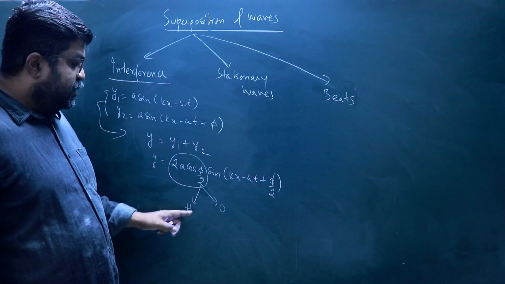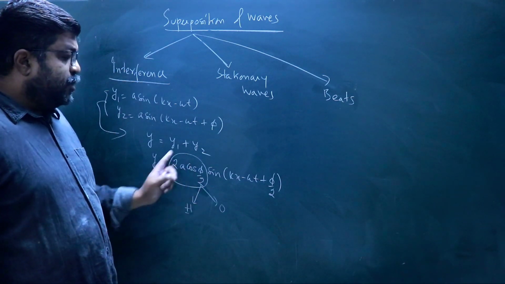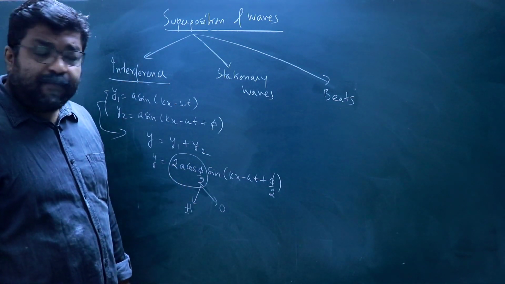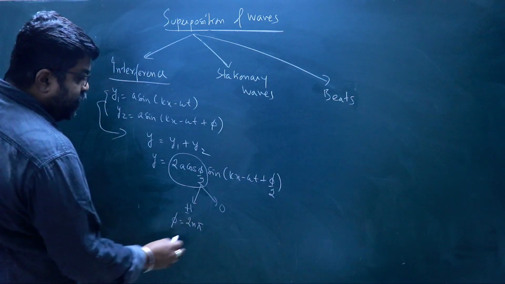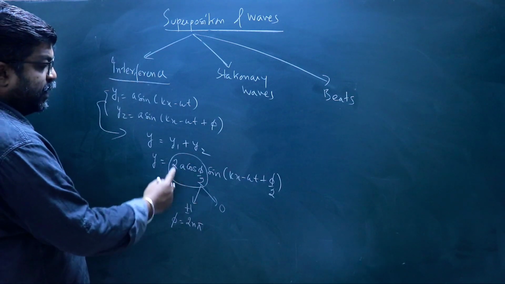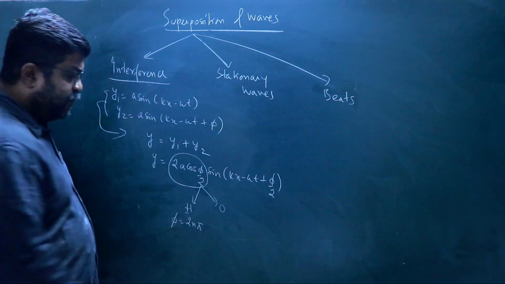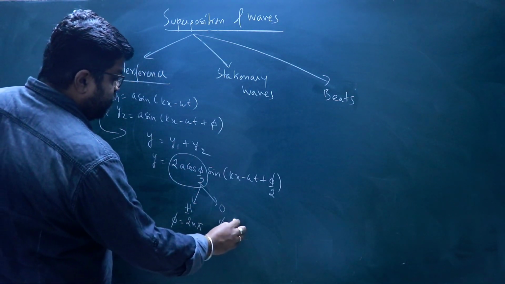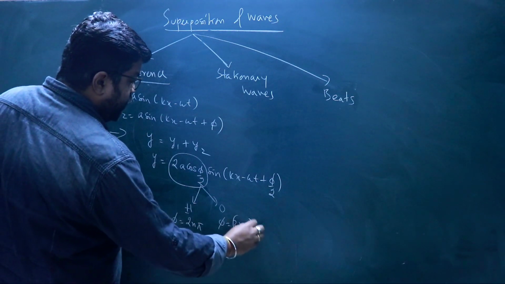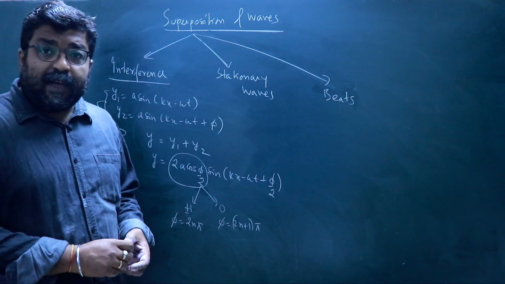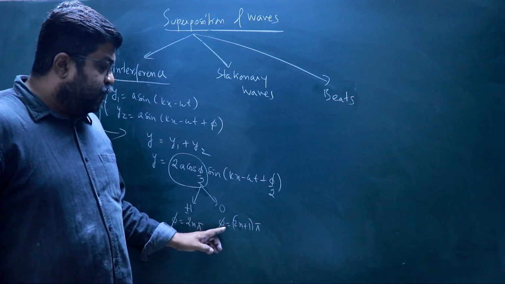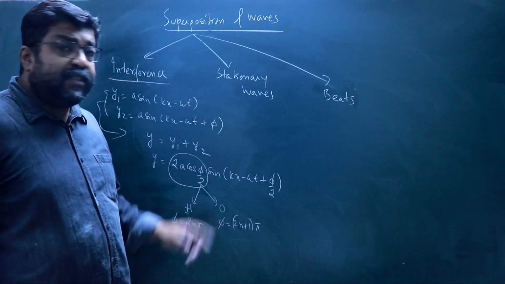And when this term is plus minus 1, then the amplitude is maximum. So for phi equal to 2n pi, we have the amplitude at a maximum value, and for phi equal to (2n plus 1) times pi, we have the minimum amplitude. So what is this phi? Phi is the phase difference.